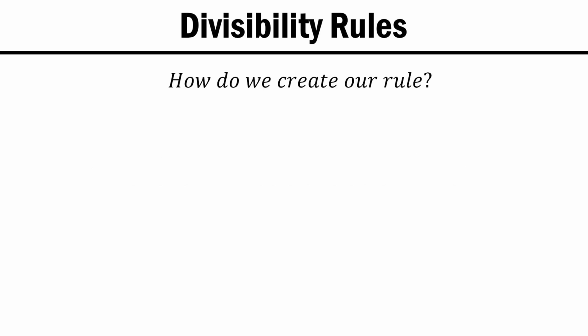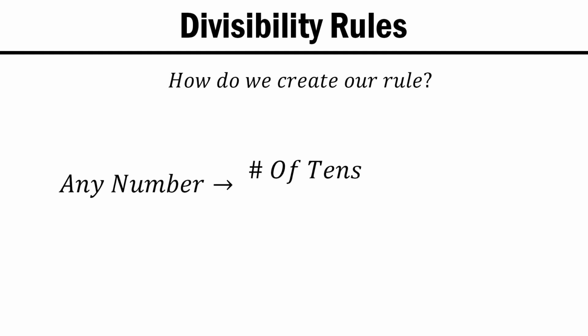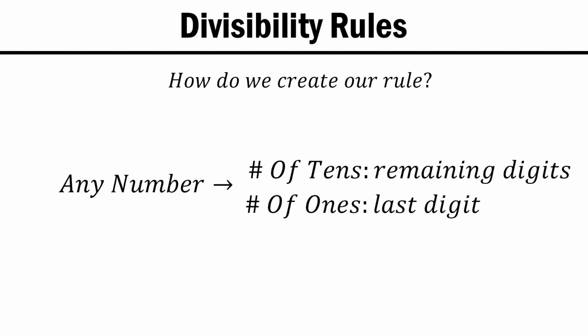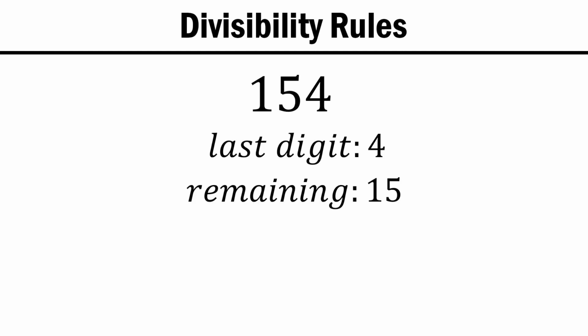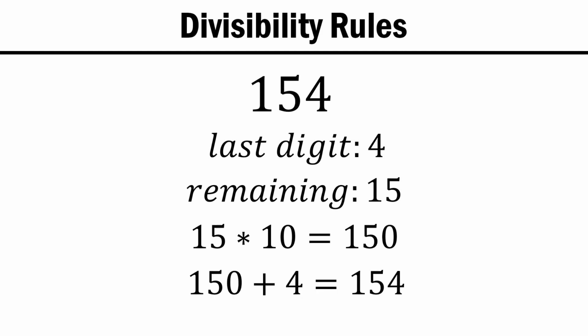To find our first rule, we want to be able to split any number into the number of tens it contains and the number of ones. The number of ones is easy, that's just the last digit. And we can see, using 154 as an example, that the number of tens is just the remaining digits. By taking off the last digit 4, we're left with 15. If we take 15 times 10, we get 150, and adding 4 brings us back to our original number.